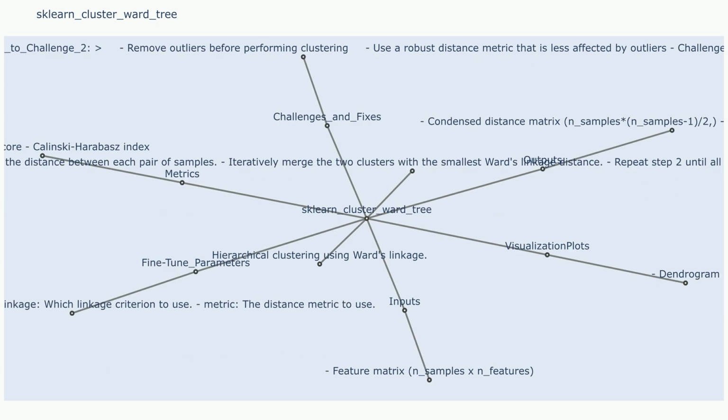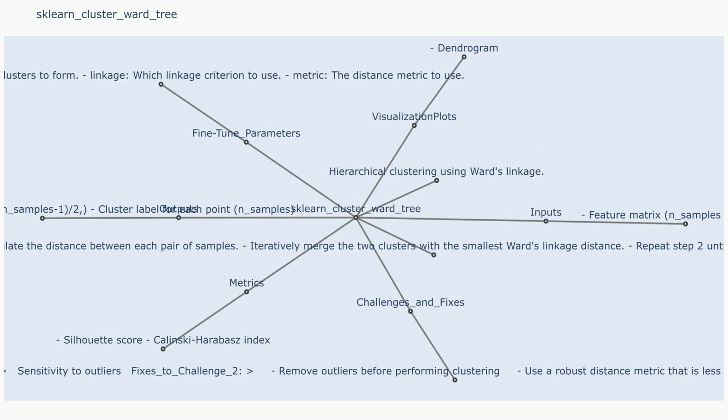Full connectivity. Outputs. Children. This output is a 2D array where each row represents a merge step in the hierarchical clustering process. Each row contains two integers representing the indices of the clusters that were merged in that step. N samples. This output is a 1D array representing the number of data points in each cluster at the end of the hierarchical clustering process.